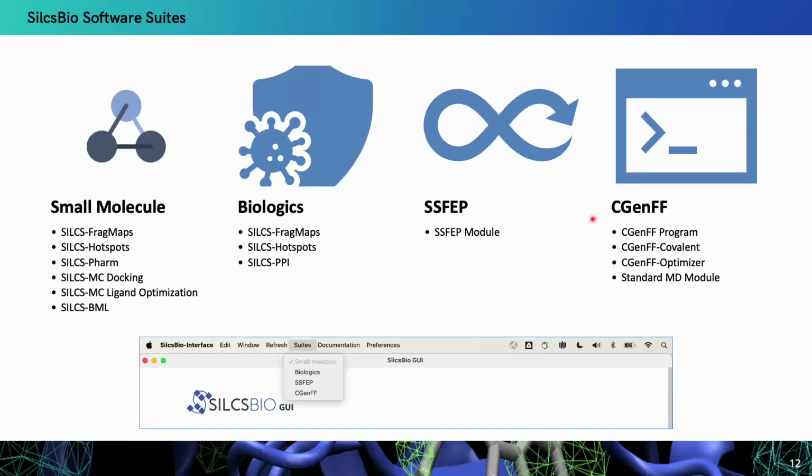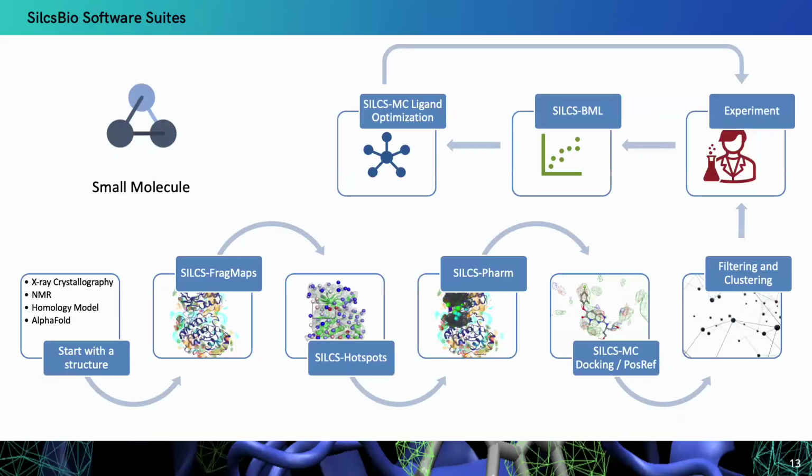The CGenFF suite contains the well-known CGenFF program to rapidly assign CHARMM general force field topologies and parameters for novel compounds. The CGenFF suite also contains CGenFF covalent for compounds covalently bound to proteins, and a module for conventional MD simulations. All of these suites have been integrated into the SILCS Bio graphical user interface. In the small molecule suite, like the traditional computer-aided drug design process, an input structure is required.